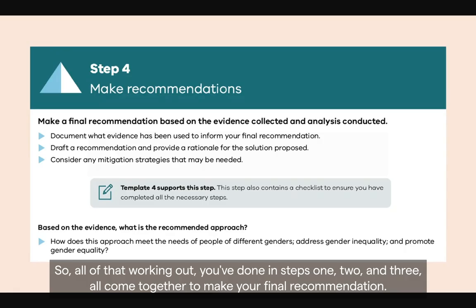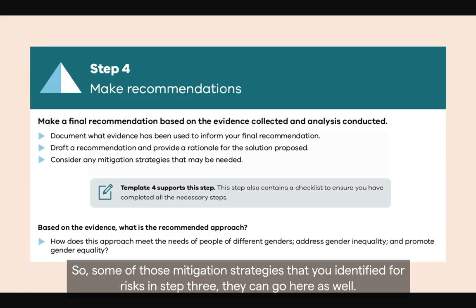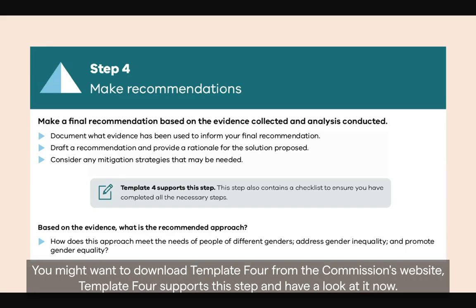final recommendation. You want to draft a recommendation and provide a rationale for the solution proposed, and also consider any mitigation strategies that may be needed. So some of those mitigation strategies that you identified for risks in step 3, they can go here as well. You might want to download template 4 from the Commission's website. Template 4 supports this step, and have a look at it now.